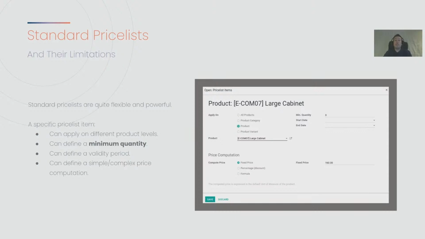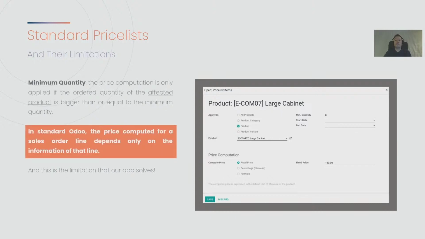They can as well define a minimum quantity. We will talk a little bit more about this in just a minute. They can define as well a validity period, from when and until when the price list item is applicable. And they can also define simple or complex price computations. We can set a fixed price, a percentage discount, a formula with discounts, surcharges, margins. Pretty powerful stuff.